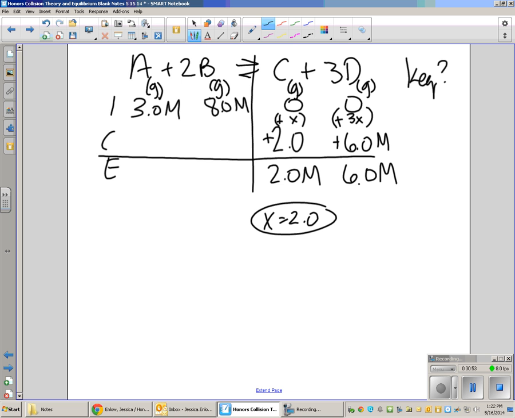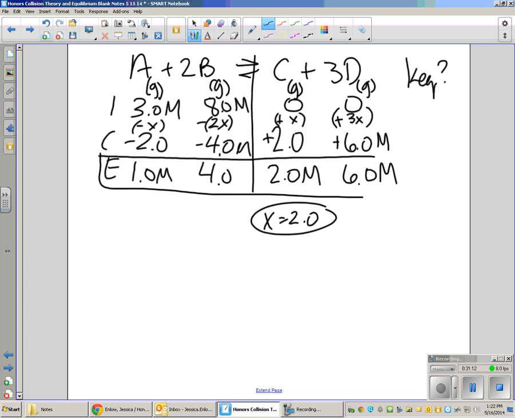X, and x is equal to 2. So I have to subtract x, which is equal to 2. So 3 minus 2 is 1. And in this one, I would have had to subtract how many x's? 2 x's, which is equal to minus 4. So 4 minus 4 is 0.